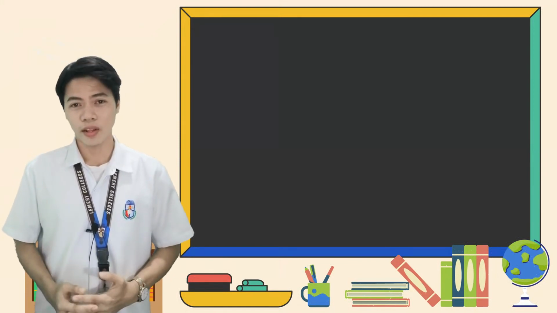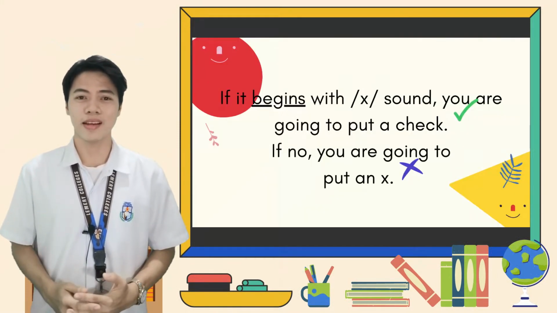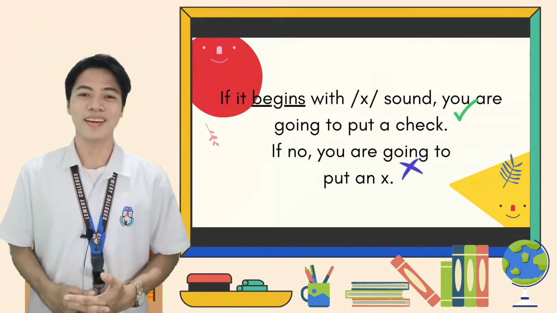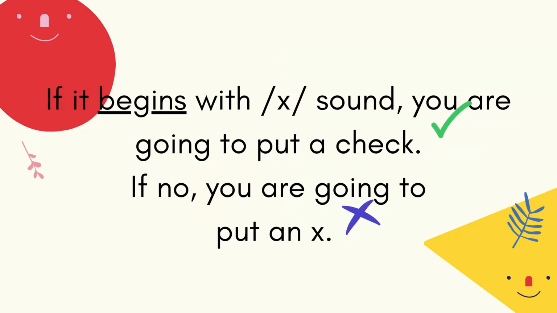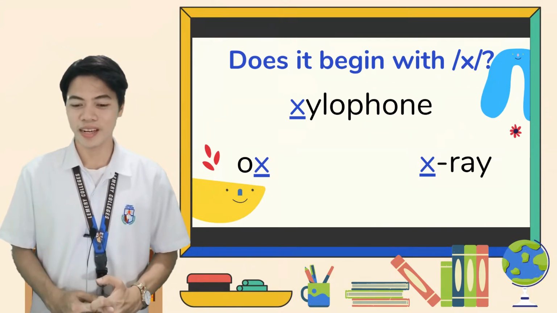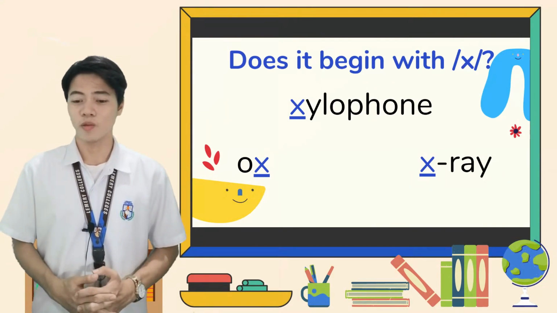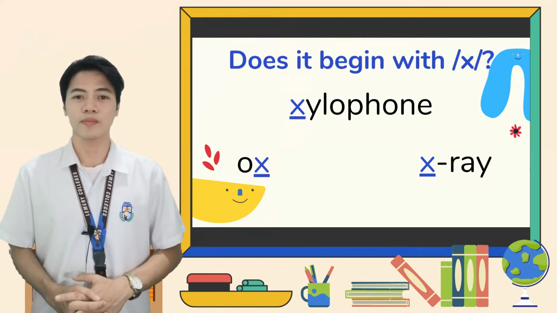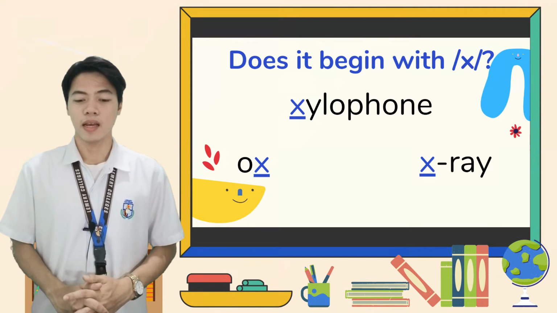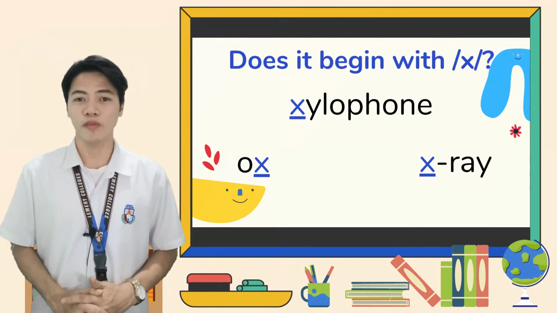Now kids, let me check if you can find the letter X. Let me ask you, does it begin with the letter X? If yes, put a check mark on it. And if not, we are going to put an X mark. So let's start. Are you ready? Does it begin with X? Xylophone. Again, xylophone.